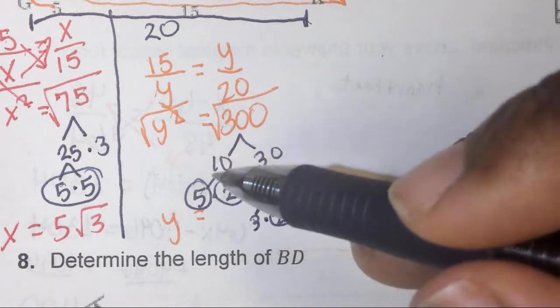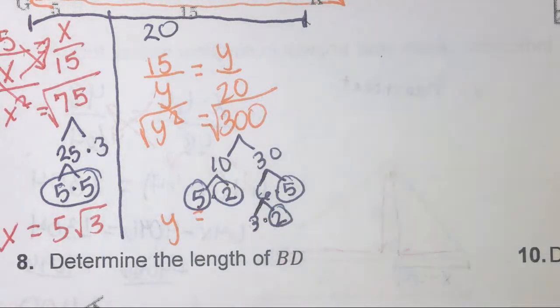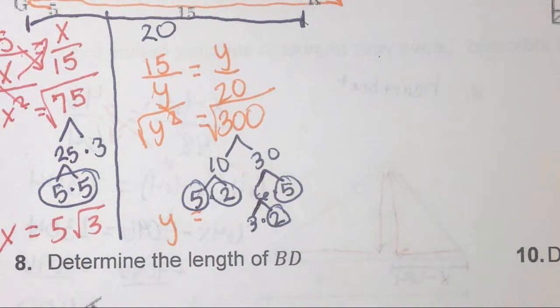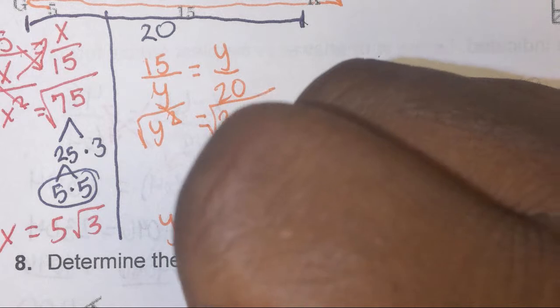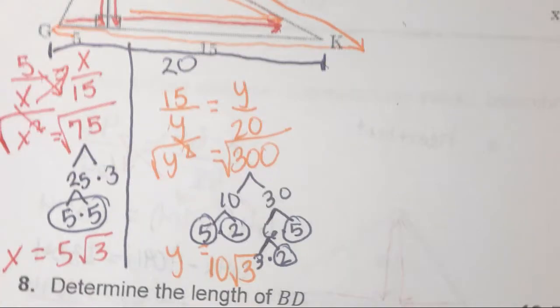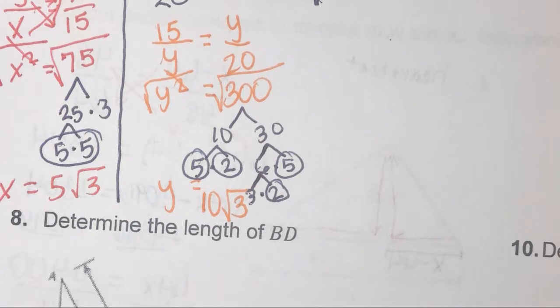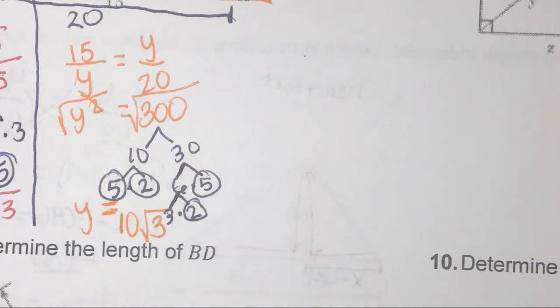So you bring the 5 and the 2 out, and you're going to leave that 3 under. I kind of wrote on top of myself there. 5 times 2 outside, that'll give you 10 square root 3. Y'all okay with that? You forgot about the 3? Alright. Last one.